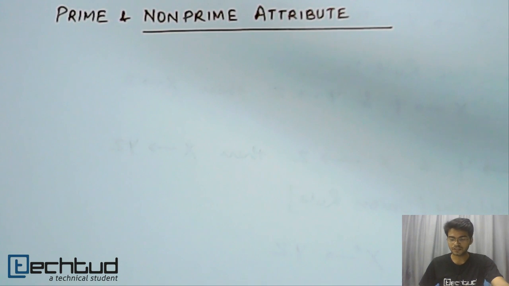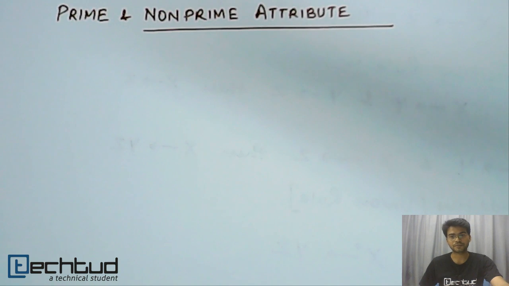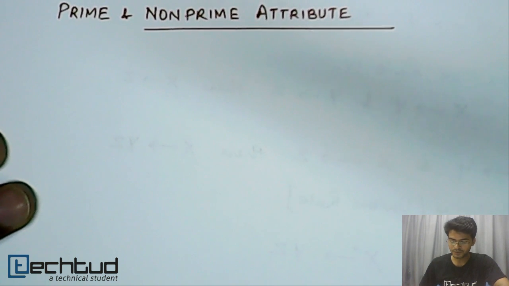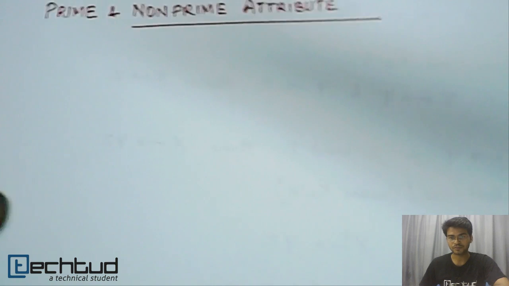So in this short video we will understand what is prime and non-prime attribute. As the name suggests, it is somewhat related to the primary key of a relation. So let's take an example and try to understand what is prime and non-prime attribute.